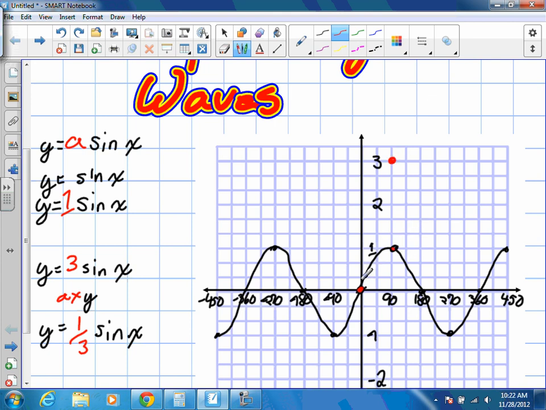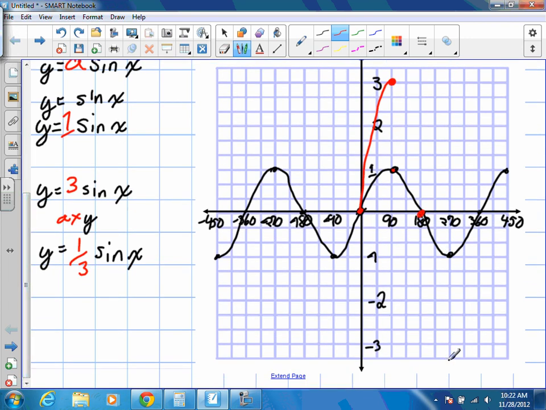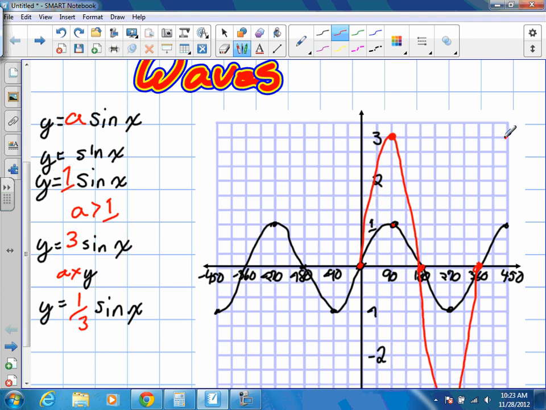Already we're seeing a big change in the wave. Our next point is 0, and 3 times 0 is 0, so we go back down to 0. Then negative 1 times 3 is negative 3, and 0 comes back up. As you've noticed, this A value has stretched the wave. It's pulled it much farther up and down, because our A value, just like with our parabolas, was greater than 1.